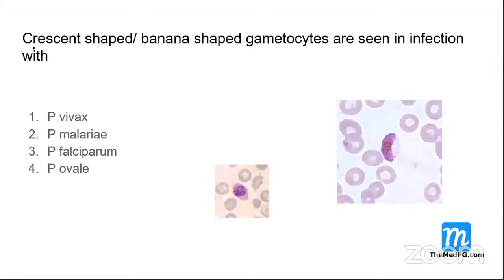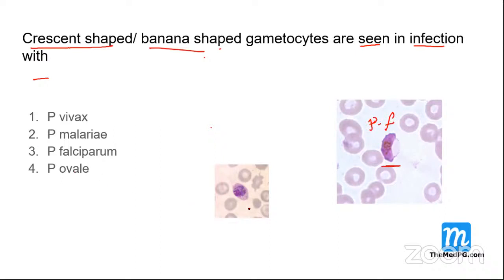Next. You all should answer this. Crescent shaped or banana shaped gametocytes are seen in infection with which one? Falciparum. Very good. So it is seen with Plasmodium falciparum, whereas in the rest we don't see this particular structure. So this is a blood picture showing Plasmodium falciparum.